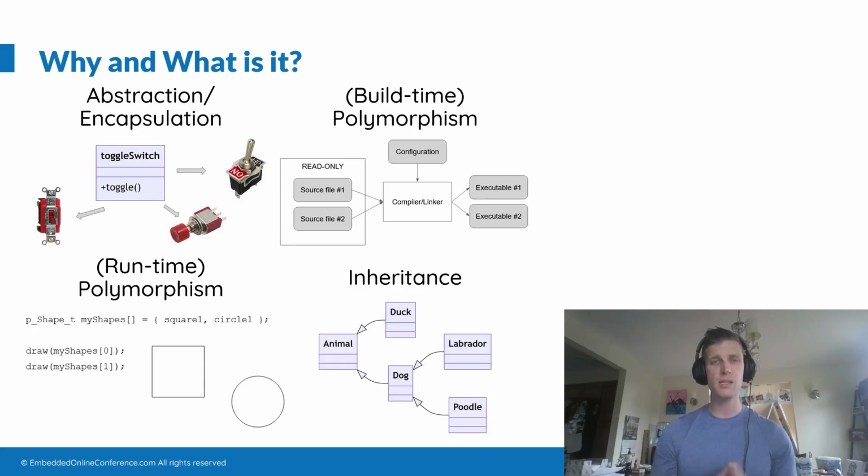And then lastly, inheritance is the idea that some of my classes can best be described as specific instances or specific types of a more generic class. And as you can see here, kind of a silly inheritance structure that starts with animals. Ducks and dogs are two specific instances of animals. Labradors and poodles are two specific types of dogs. And in OOP languages, you can create this inheritance structure with your classes.